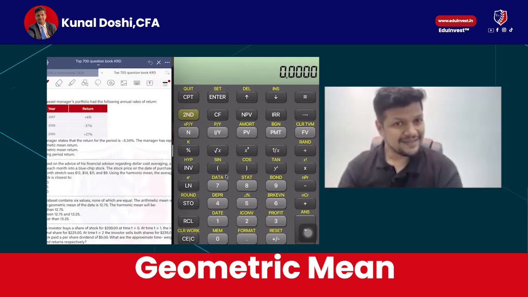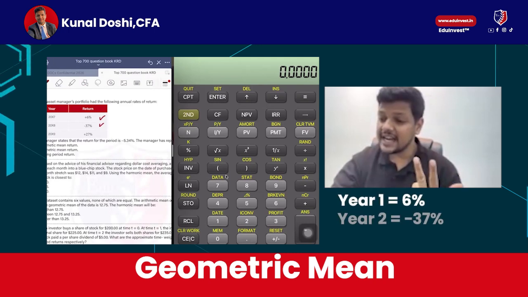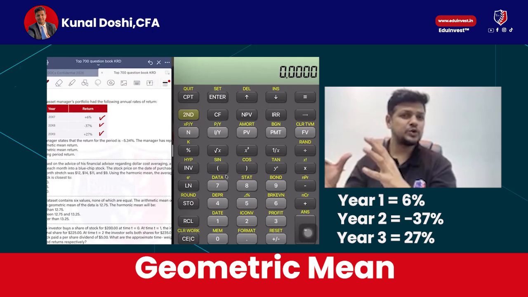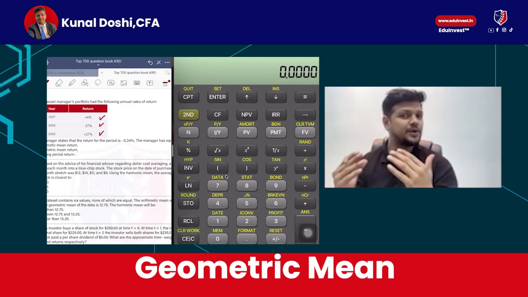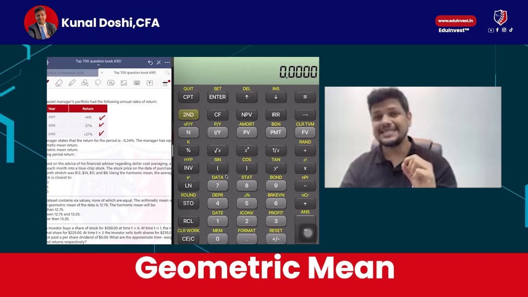If you see question number 7, there are returns for 3 years: 6%, negative 37%, and 27%. If it was simple arithmetic mean, you would just do 6 minus 37 plus 27 divided by 3 and get the arithmetic mean answer. However, for geometric mean, it's slightly different.